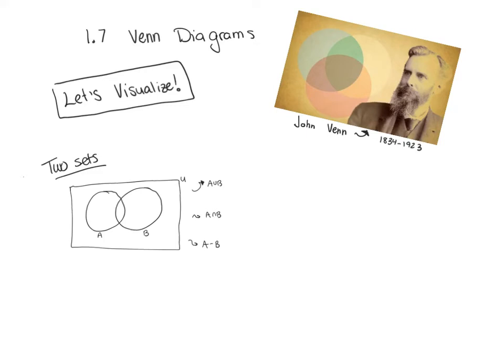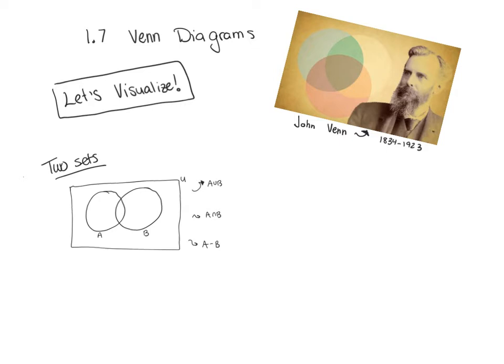We've talked a lot about set unions and intersections, differences and complements. So now I'm going to talk about using Venn diagrams to visualize those. Venn diagrams are named after their inventor, John Venn. We've got a picture of him in the corner here. They just give us a way to visualize these different sets.